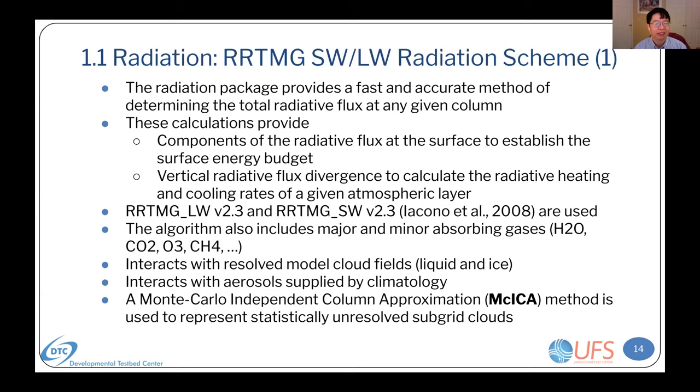For the radiation scheme, we use RRTMG longwave radiation V2.3 and RRTMG shortwave radiation V2.3. The algorithm includes major and minor absorbing gases like carbon dioxide, ozone, methane, water vapor. The scheme interacts with resolved model cloud fields like liquid and ice particles. It interacts with aerosol supplied by climatology. The Monte Carlo independent column approximation method is used to represent the statistical unresolved subgrid scale. So this radiation package provides a fast, accurate method to determine the total radiative flux at any given column.